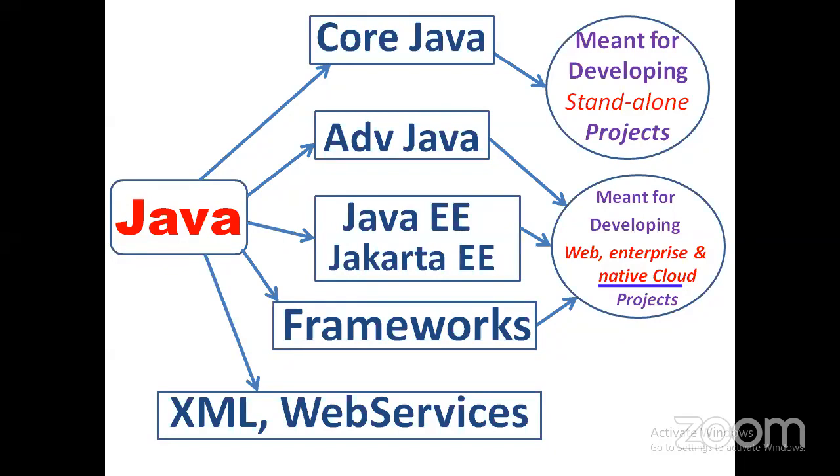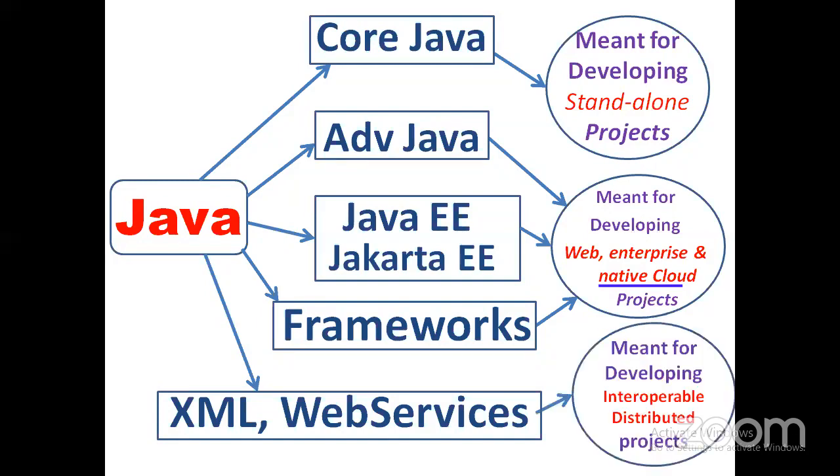If the same project you want to run as a web application, you need what? Advanced Java. If you want to run the same project as an enterprise application with fast development, then you have to use frameworks. If you want your core Java project to be used by everyone in the world, with different language developers and different language applications, then you have to use XML web services. XML web service is nothing but interoperable distributed applications. If you want to develop interoperable distributed applications, then you must use XML web services.